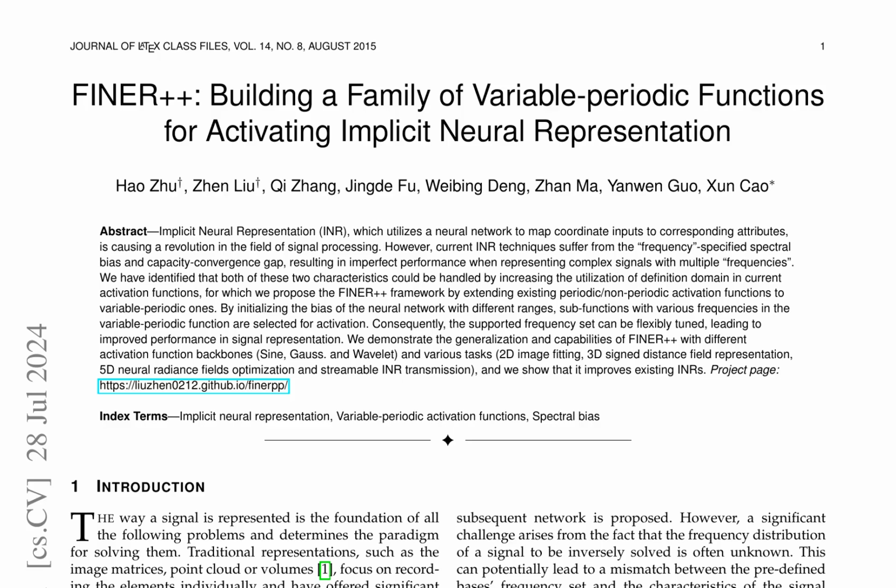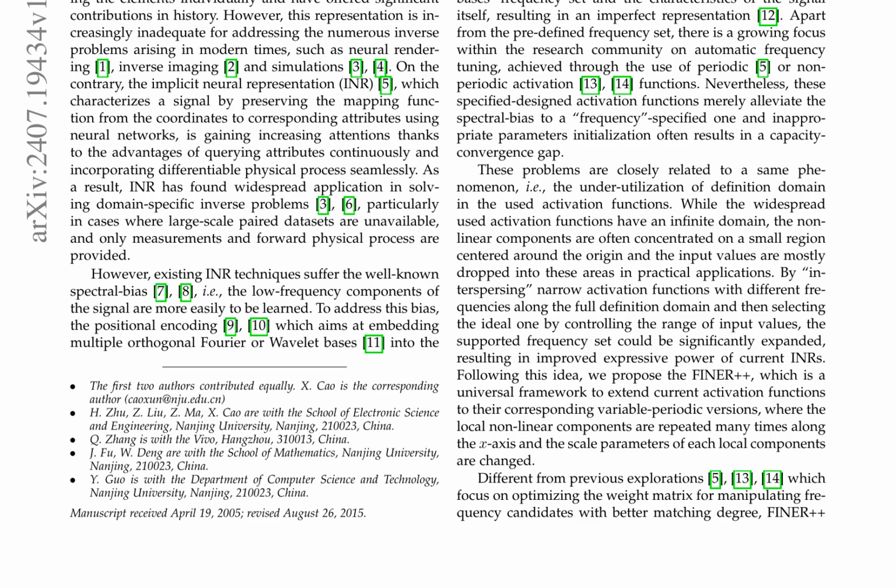Implicit Neural Representation, INR, has gained significant attention due to its ability to characterize signals by preserving the mapping function from coordinates to attributes using neural networks. However, existing INR techniques suffer from spectral bias, where low-frequency components are more easily learned, and capacity-convergence gaps due to inadequate parameter initialization. The proposed Finer++ framework addresses these issues by extending current activation functions to variable periodic ones, allowing for the supported frequency set to be flexibly tuned.